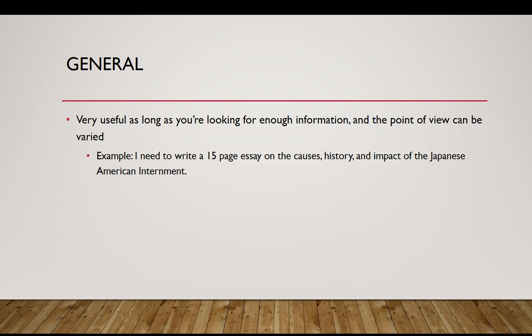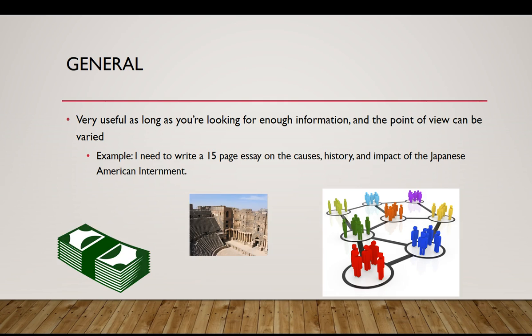of the Japanese-American internment, then a resource like Academic Search Complete might make perfect sense because it has a variety of different journals in it, including things that talk about economics, history, and sociology. All of those perspectives could be useful in writing a paper with various perspectives like the one I described above.